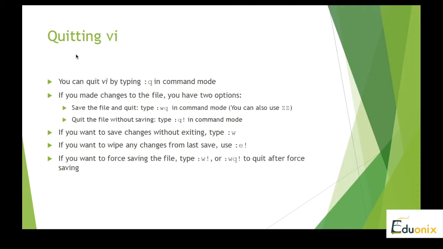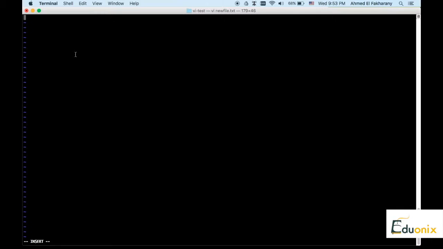So how to quit VI? You can quit VI either by typing colon Q in the command mode. So here in the command mode, I press escape in order to be in the command mode, and I press the colon and then Q. Okay, and here I press enter.